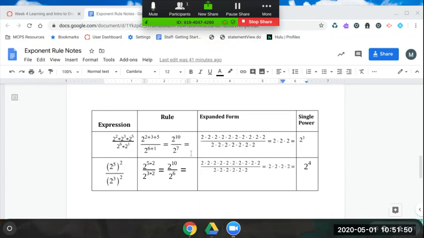Now we're going to do the rule from this week. When we're dividing, they have the same base. You keep the 2 and we subtract the exponents. 10 minus 7 gives us 3. So that's how we end up with 2 to the 3rd.